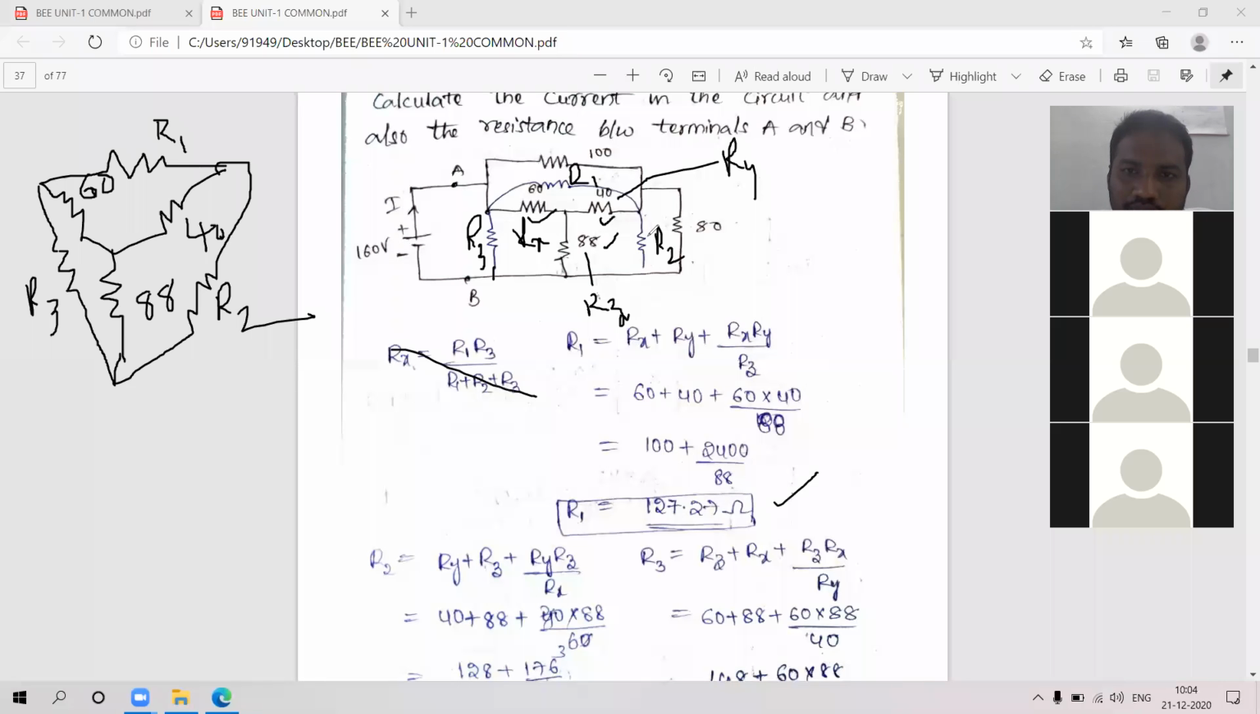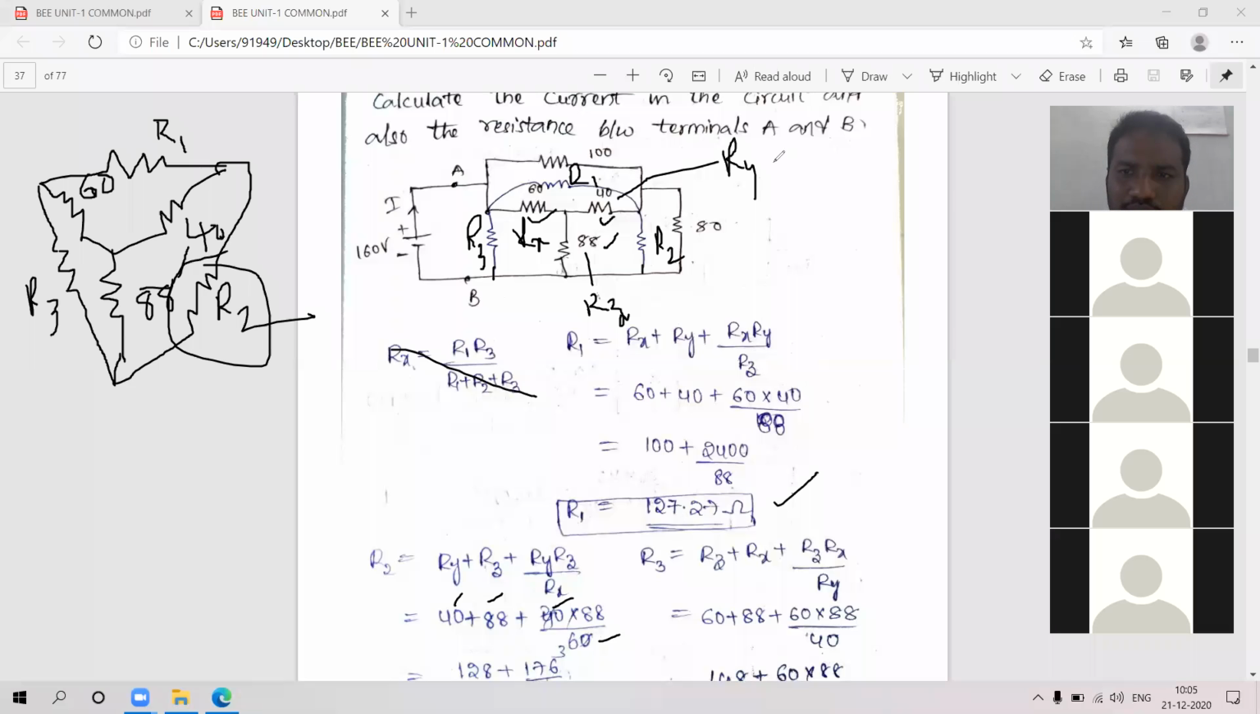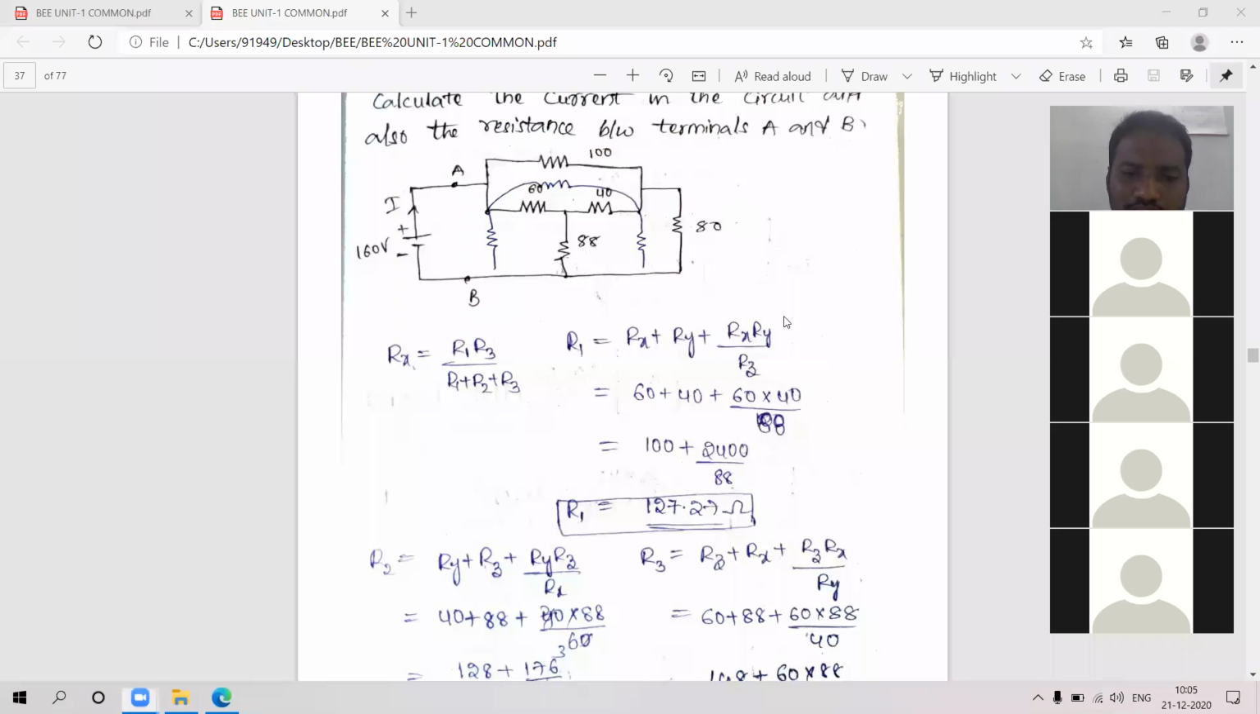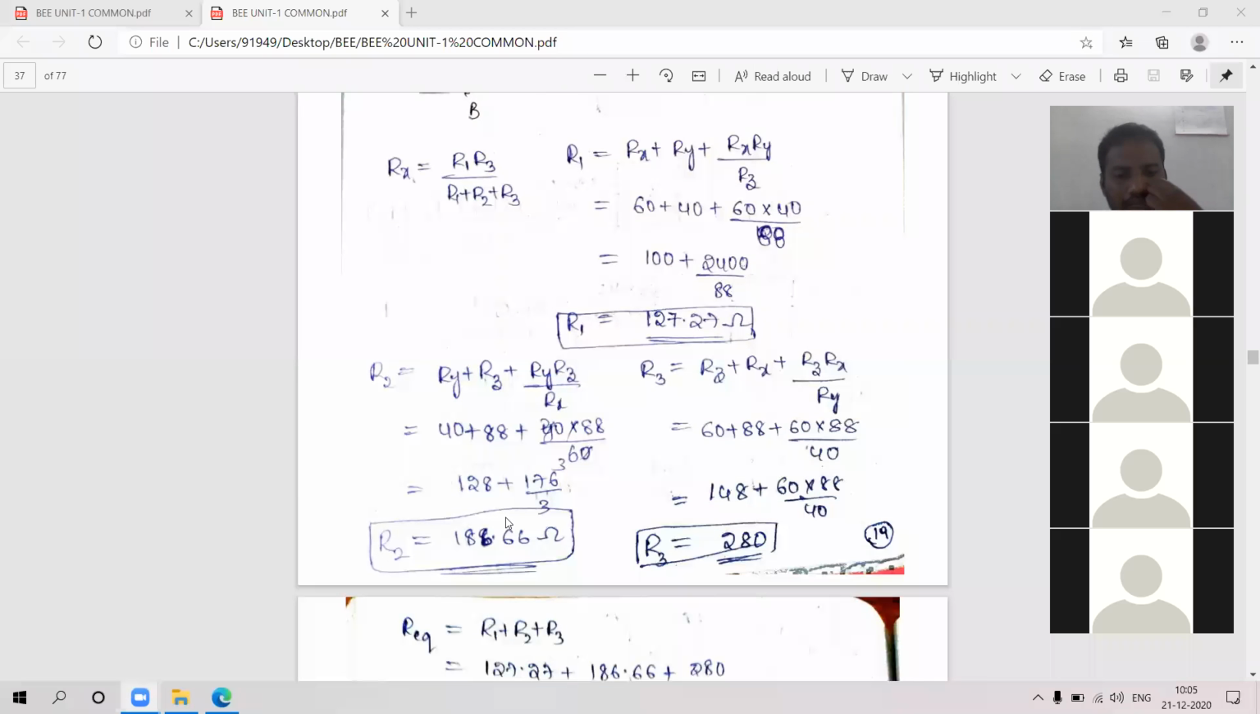Similarly, for the R2 resistor, what are the resistors connected? For this R2, the resistors are 88 and 40. So 40 plus 88 plus 40 into 88 divided by the leftover resistor, 60. So what is the value you are going to get? Approximately 186.66 ohms.